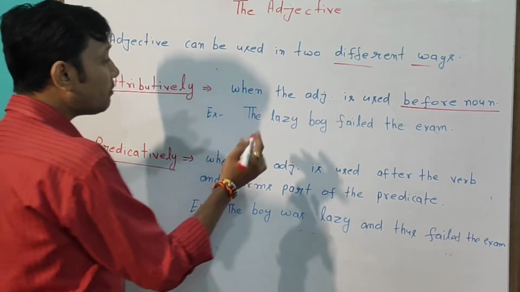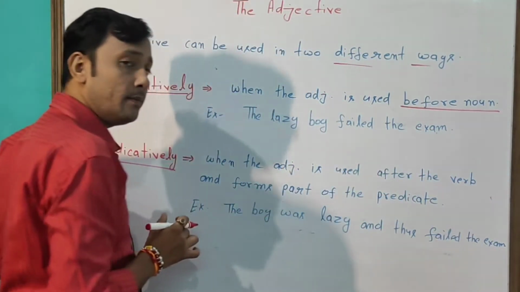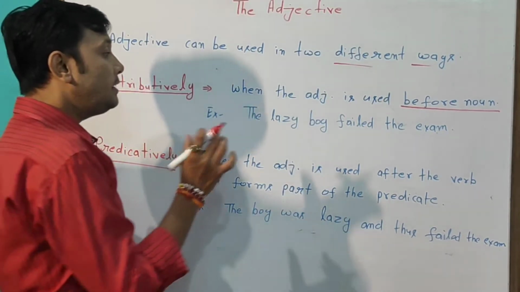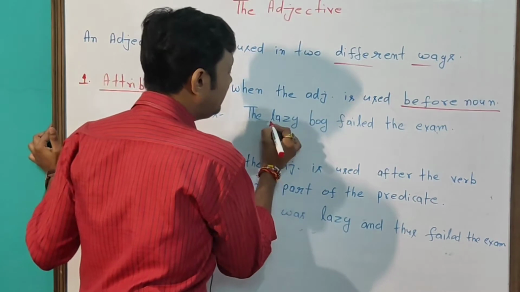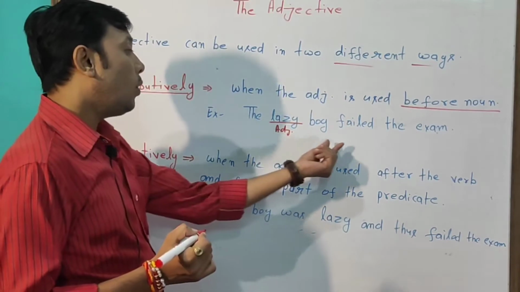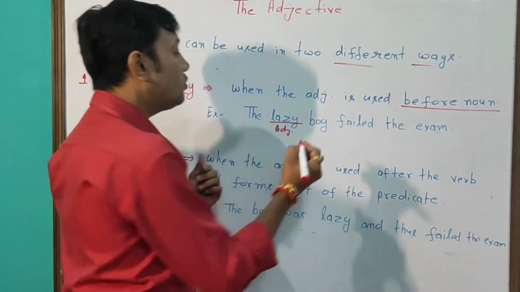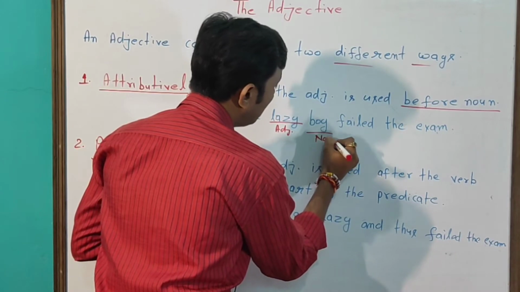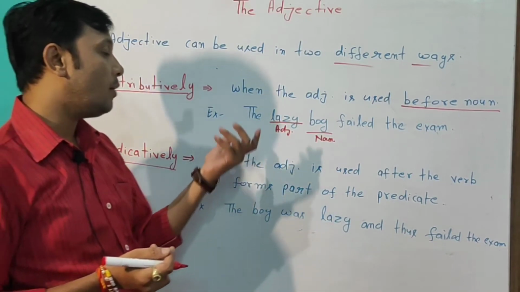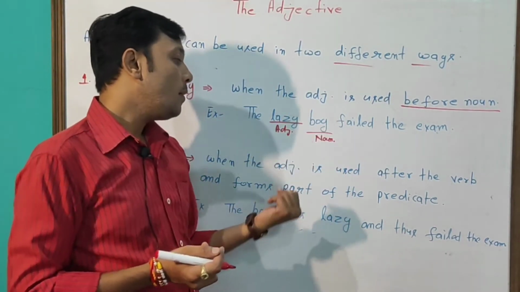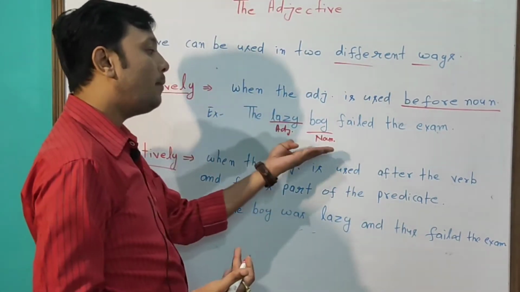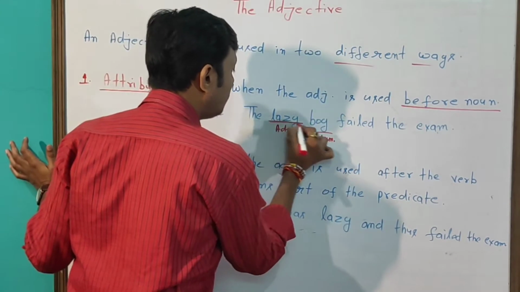For example, the lazy boy failed the exam. First of all, we have to find out what is adjective in this sentence. The lazy boy failed in the exam. Lazy is an adjective. Clear? Because what kind of a boy failed in the exam? Lazy. So boy is a noun and lazy is an adjective. You know adjective means the word which qualifies a noun or pronoun. So boy is a noun and this word lazy is describing the boy. So that is why this word lazy is adjective.